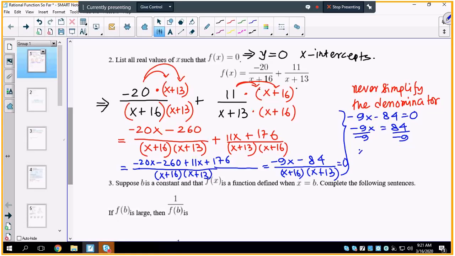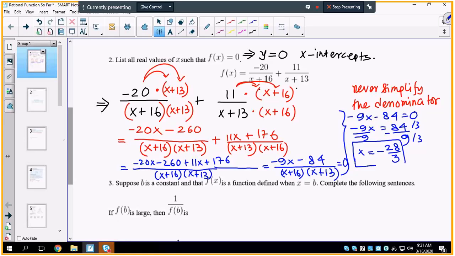So I get x by itself equal to negative 84 over 9, which, if you recall, I can divide both top and bottom by 3, and if I do so, I get on the top 28 and on the bottom a 3, and this is dividing both top and bottom by 3. So this one looks like the x-intercept.